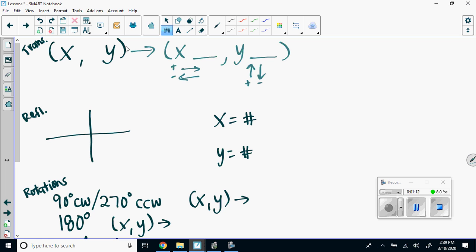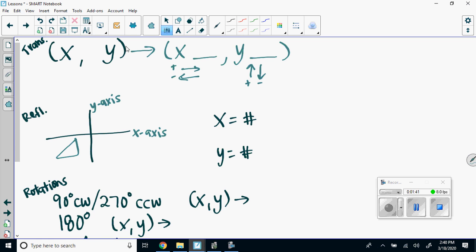Reflection is where we take a shape and we flip it. So sometimes you'll be asked to flip it over the x-axis or the y-axis. So let's say you have this shape. You want to flip it over the y-axis, it gets moved over here. Or if you want to flip it over the x-axis, it gets moved up there. It's just a mirror image flipped over.